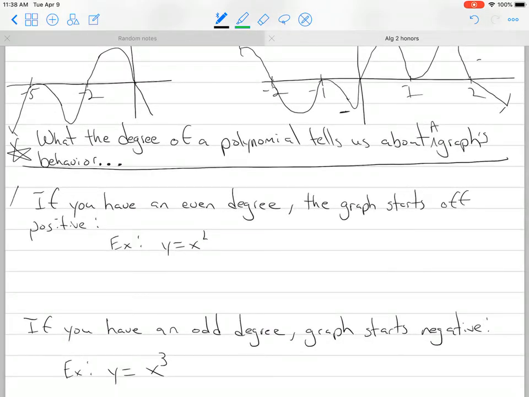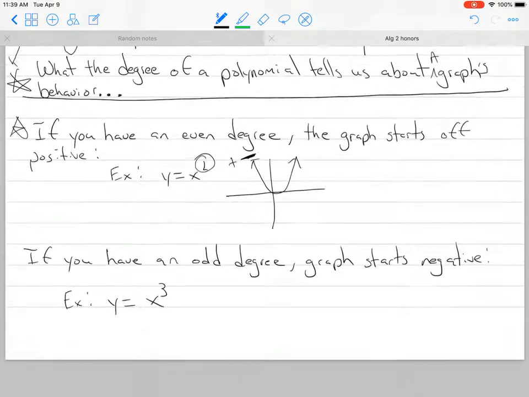So what I've learned is, if you have an even degree, the graph starts off positive, like y equals x squared. And I actually use these to think about this all the time. Everybody should know at this point that y equals x squared is a parabola, and we'll see that this thing starts up here in a positive place, right? So anything that has an even degree, squared, fourth, sixth, should start off positive.